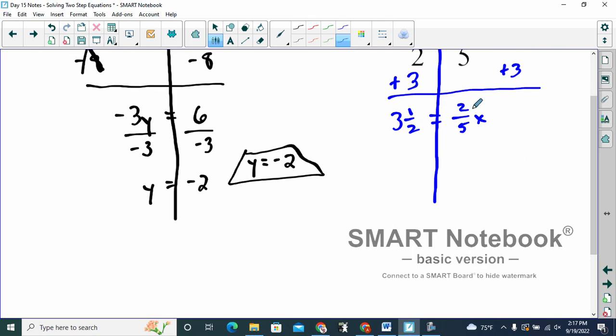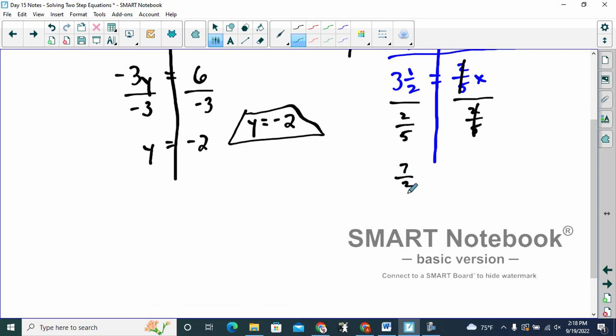Here I have multiplication, 2/5 times x. I cancel multiplication by dividing. Divide both sides by 2/5. And now I'm dividing fractions. To divide by a fraction, first of all, we want to change any mixed numbers. 3.5, we do 3 times 2 is 6, plus 1 is 7. So 3.5 is the same thing as 7 over 2. So I have 7 over 2 divided by 2/5.